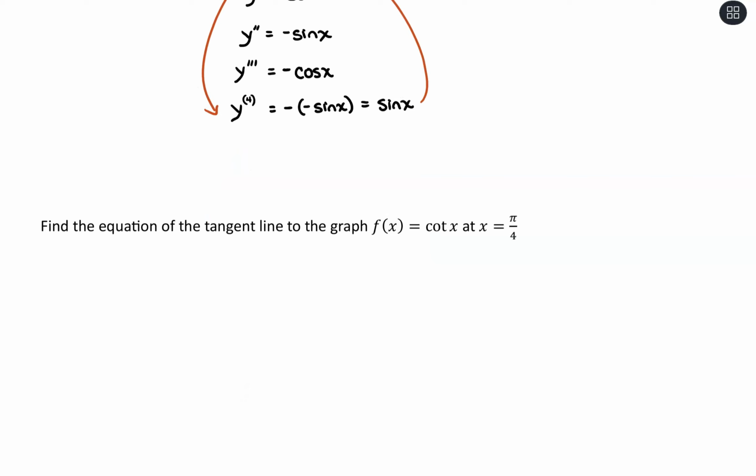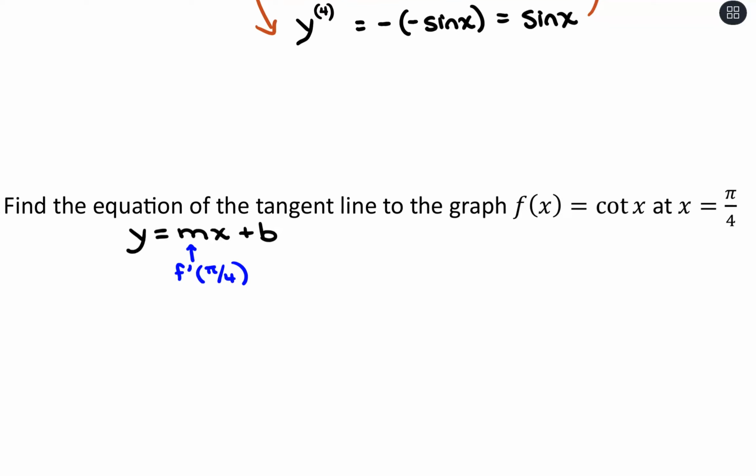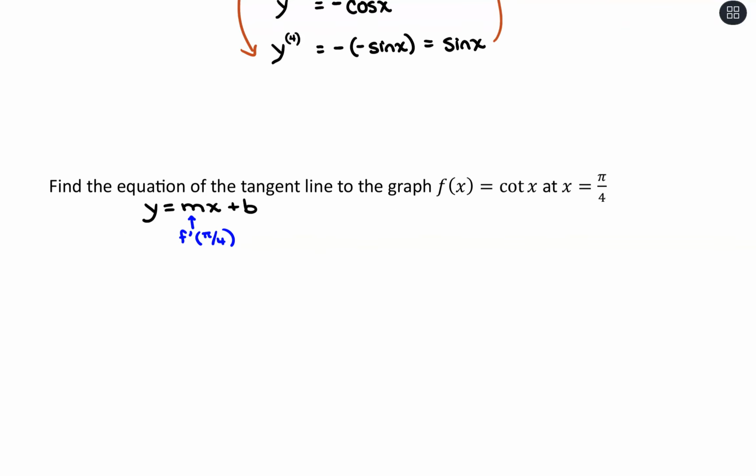Okay, finding the equation of the tangent line to cotangent of x at x equals pi over 4. So again, with the equation of the tangent line, we're looking for y equals mx plus b. And our first step is going to be to find slope, which is coming from our first derivative at our point, which is pi over 4. So let's start by finding our first derivative.